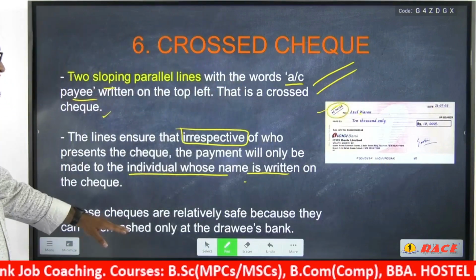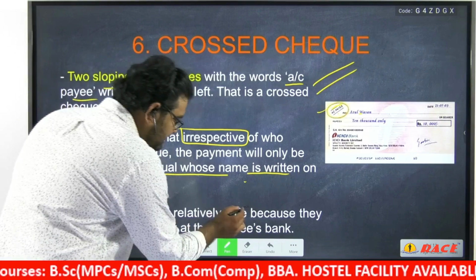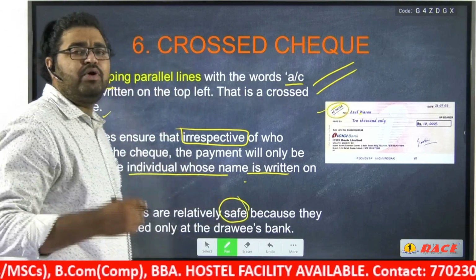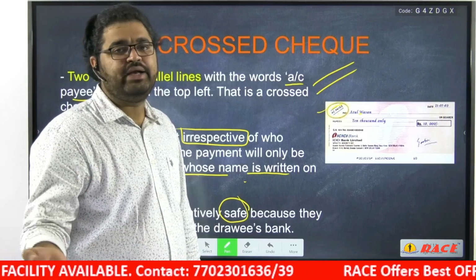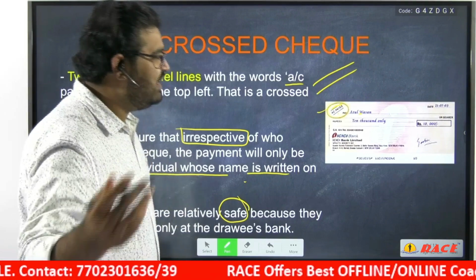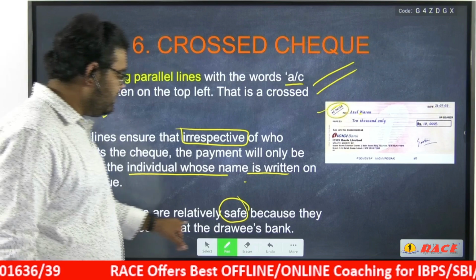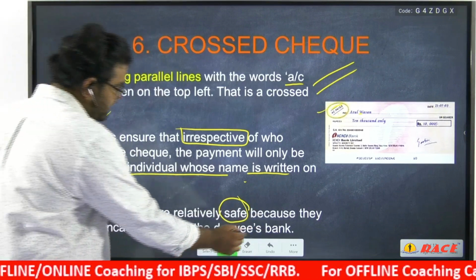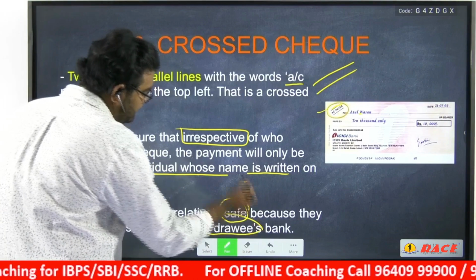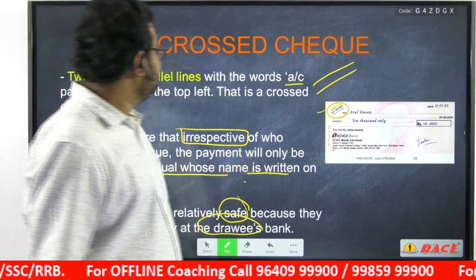Next, these checks are relatively safe. Why safe? Because you can track into whose account the amount has been credited, so it is very easy to track. These checks are relatively safe because they can be encashed only at the drawee's bank. You can have the track, right? So this is the crossed check.